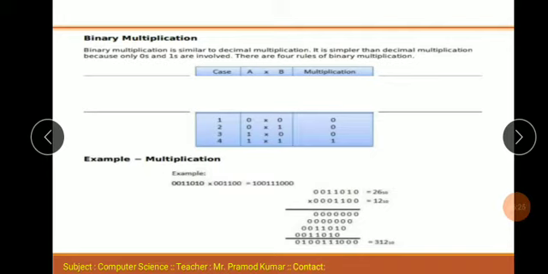Here the example: 0001101 0 multiply 000110. You multiply 0, multiply all things, find 0, again 0 multiply all things 0. 1 multiply same number, and 1 multiply same number. When we multiply by 0 we find 0, then after that you add it according to the binary number system.